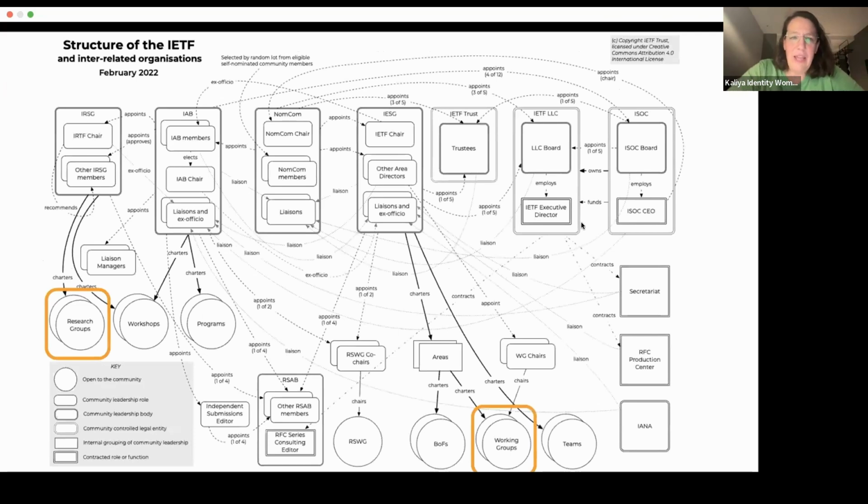Next slide. Okay, now we get to the fun part, the open parts of this process. All of the circles in this diagram are open to anybody in the whole world to join. So you could go join these circles today. Research groups and working groups are the primary organs where most things happen in the IETF.